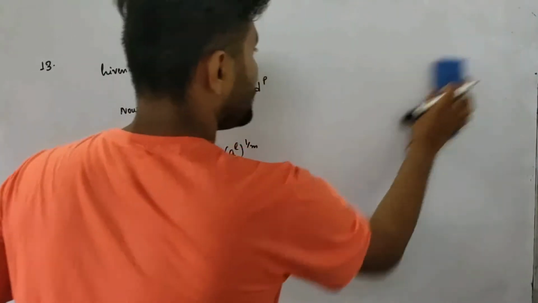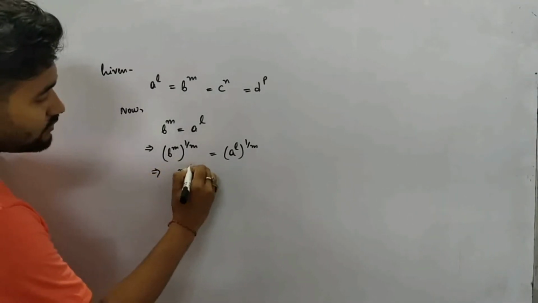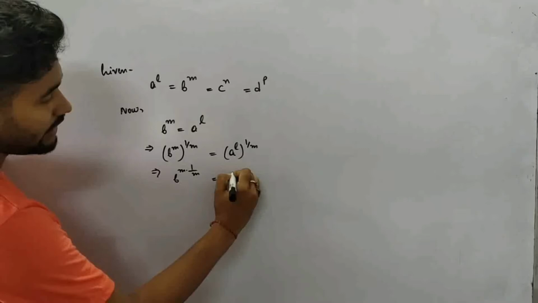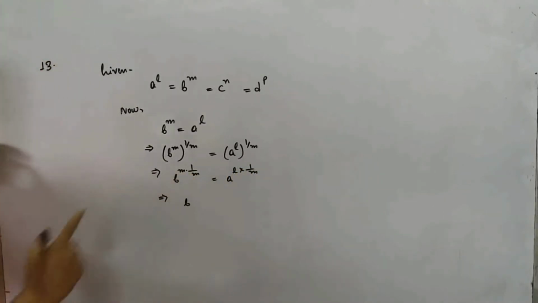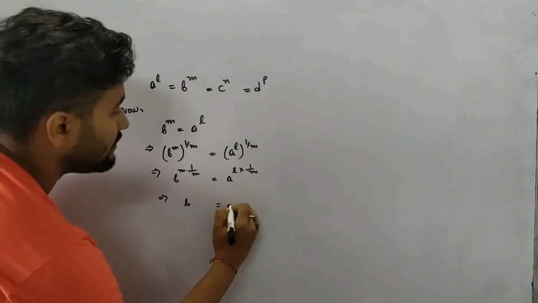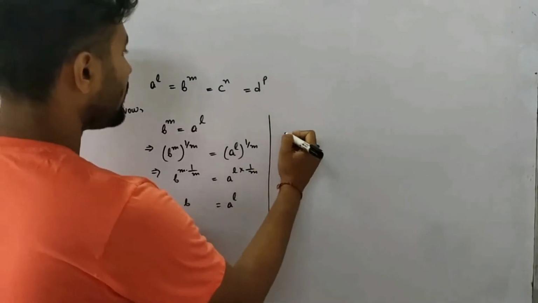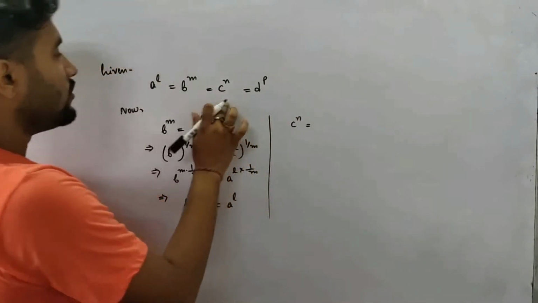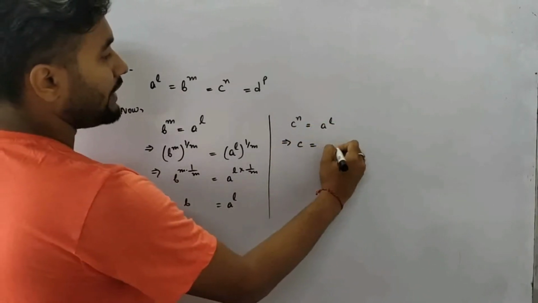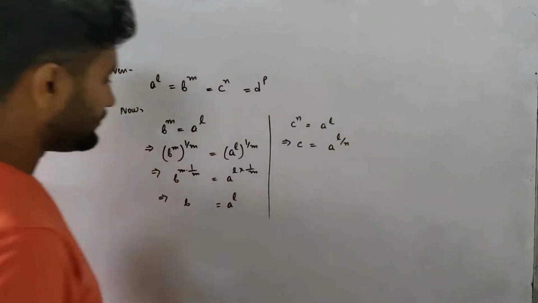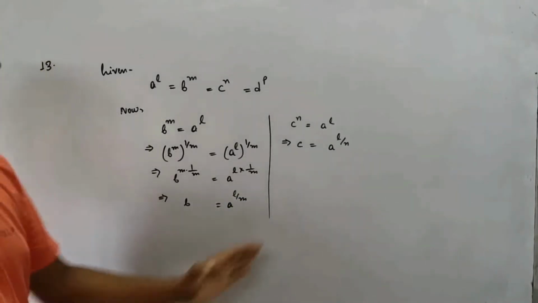Understood? So now you see, which implies b to the power m into 1 by m, a to the power l into 1 by m. Cancel, what will remain? b will remain, and over here b will be equal to a to the power l by m. In this way, c to the power n will also be equal to a to the power l, which implies c will be equal to a to the power l by n.